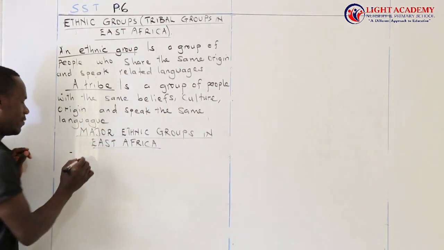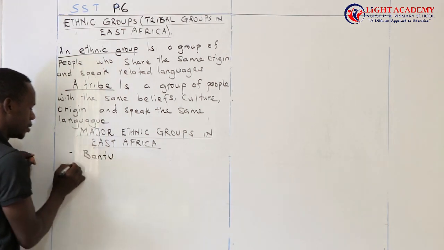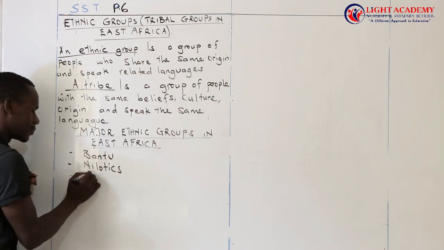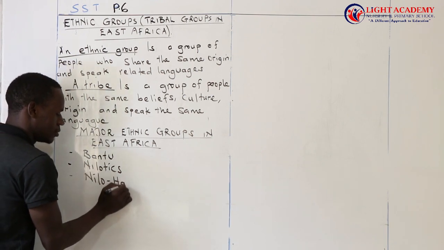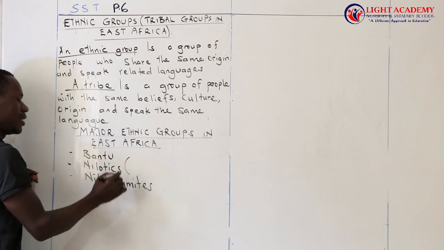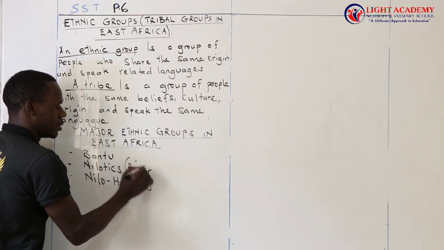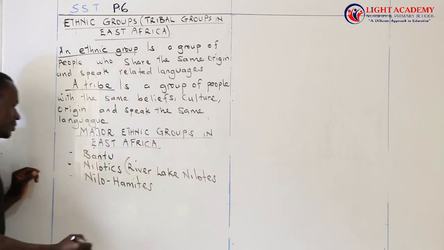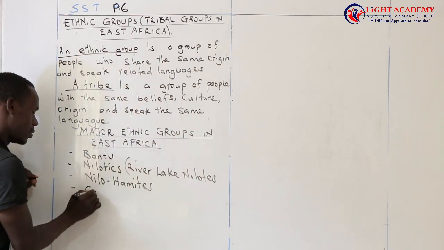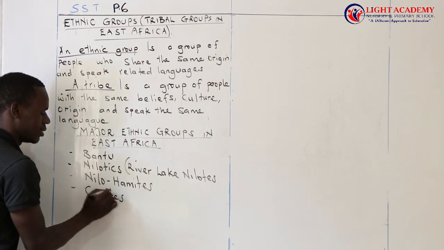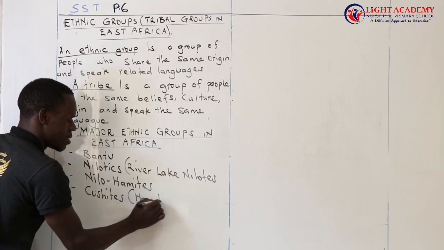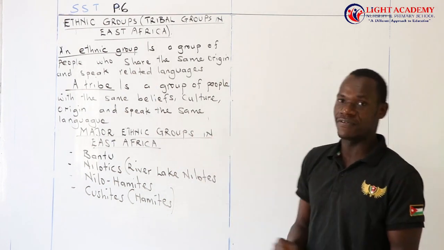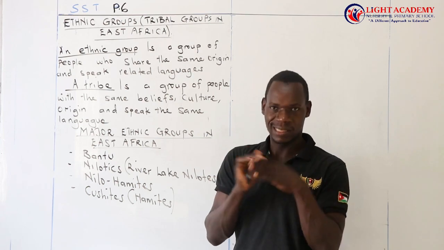One, we have the Bantu. Two, Nilotics. Three, Nile Hamites. These ones might be the same as the River Lake Nilotes. Then we have the Cushites, in bracket, Hamites. These are the examples of the ethnic groups in East Africa, or rather, the tribal groups in East Africa.